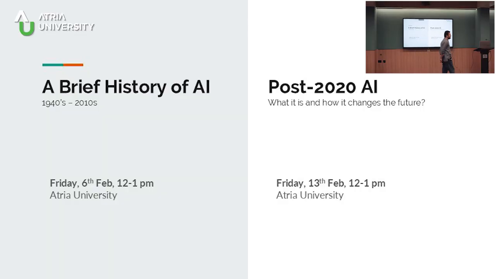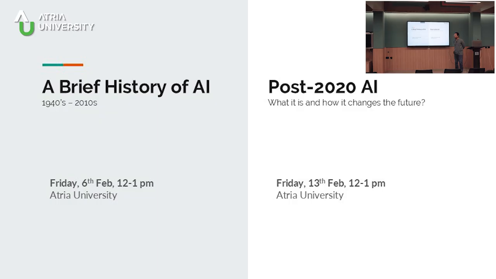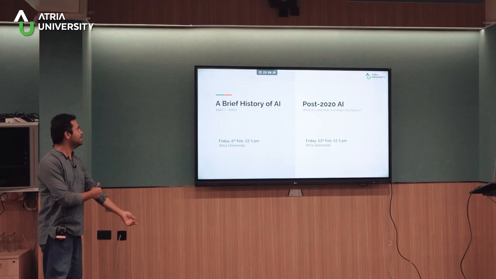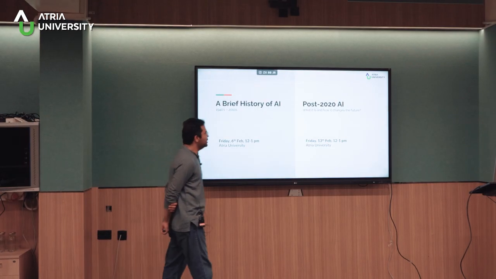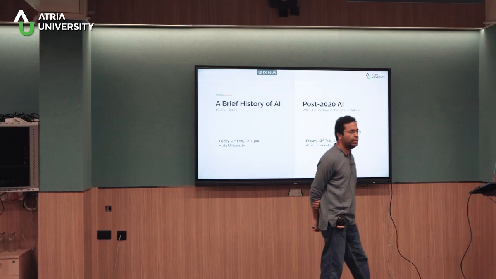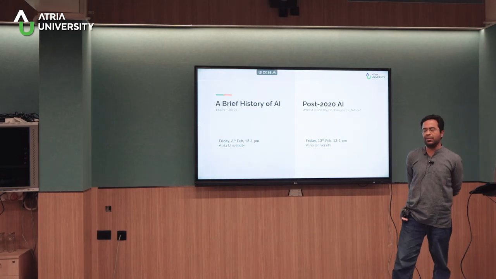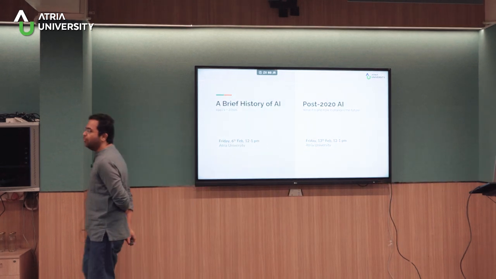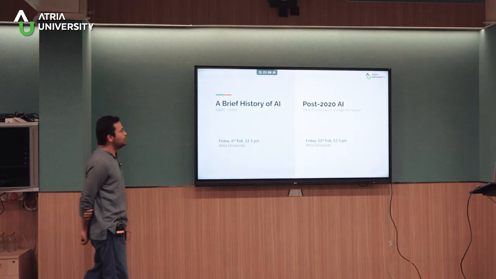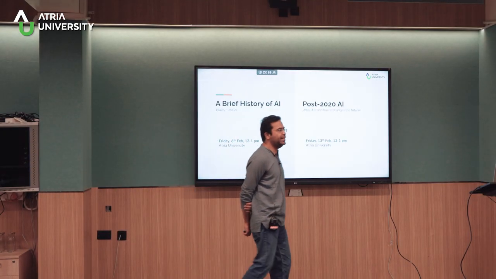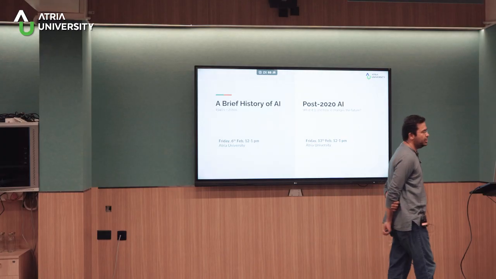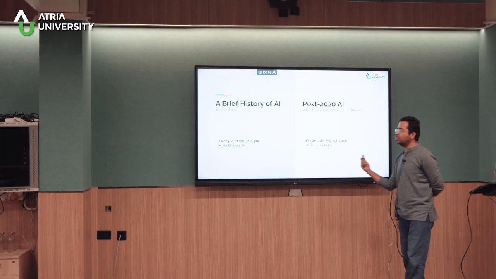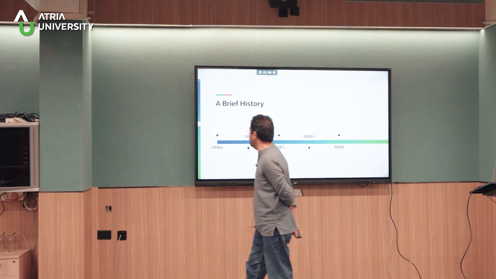So today is Friday, 6th February, and we are doing a talk called The Brief History of AI. We will cover the evolution of AI from the 1940s right up to the 2010s, right? Next week is post-2020 AI. Post-2020 AI is basically what most of you are familiar with, whether it's ChatGPT or Gemini or Claude. All that falls in post-2020 AI. So that will be Friday, 13th Feb, 1 week from now, again 12 to 1. So that's the second part of this talk, but it's important to start with the history. So we are starting with the history today, right?